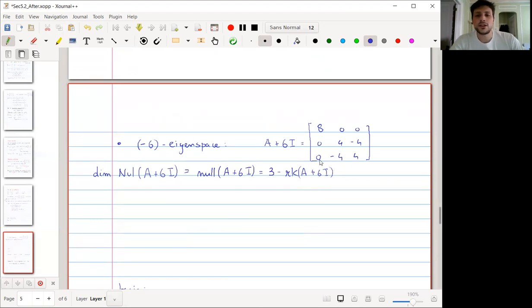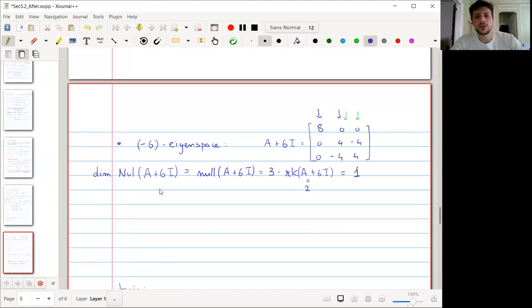Now the rank of this matrix, I claim, is equal to 2. For example, because these two columns are linearly independent, but not all three of them are linearly independent, because these two columns are one the opposite of the other. So the rank is 2, therefore the dimension of the null space should be equal to 1.